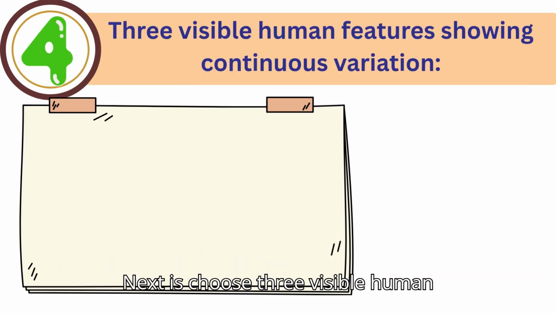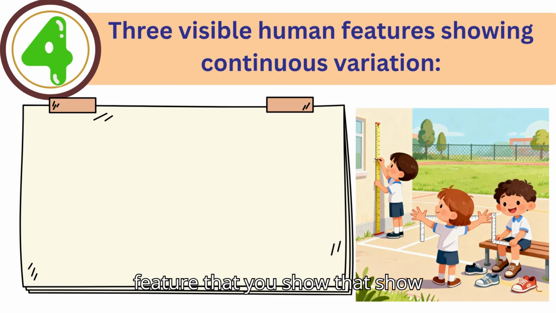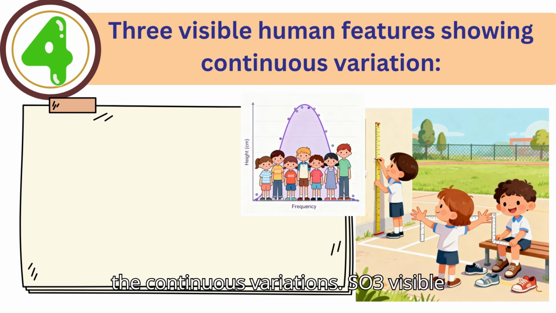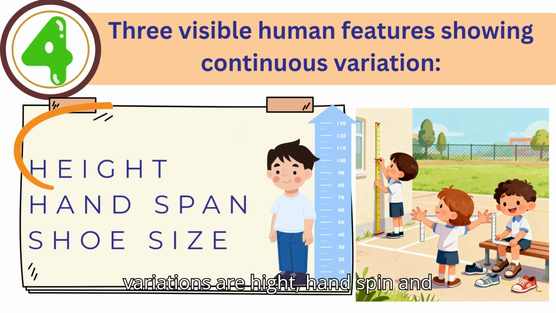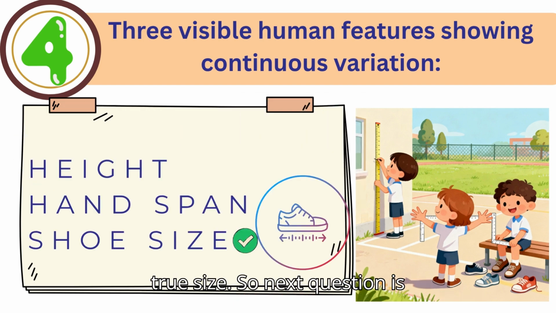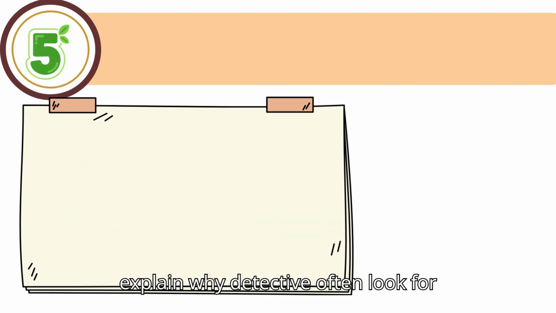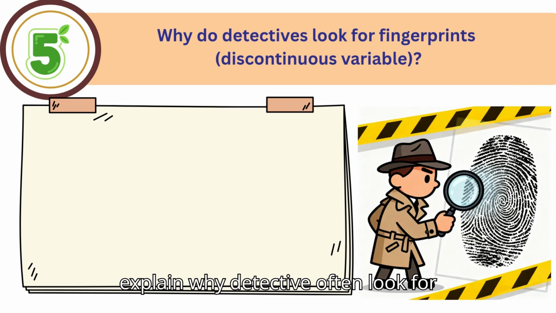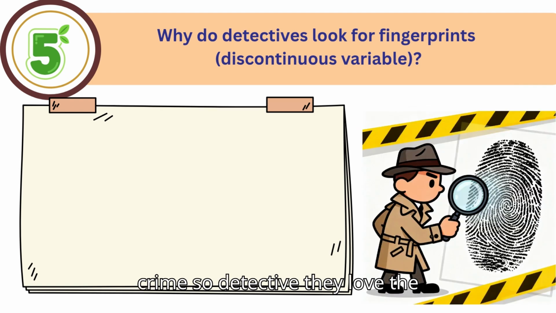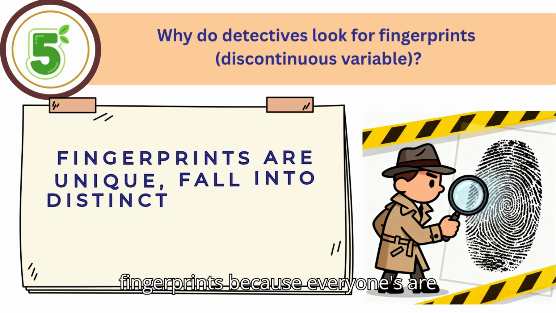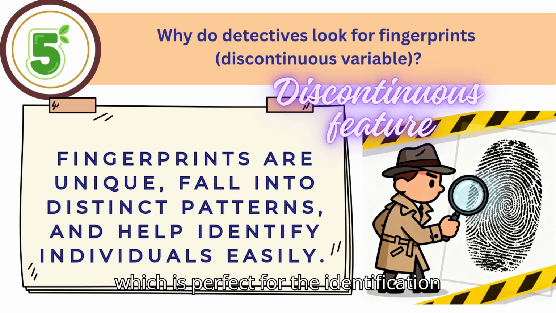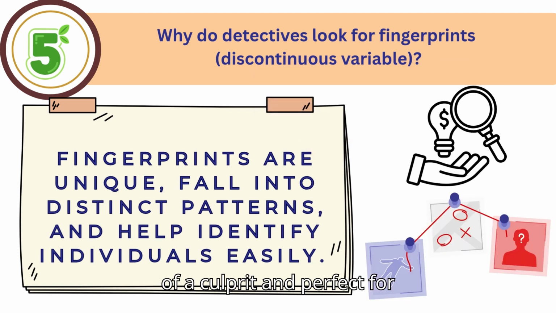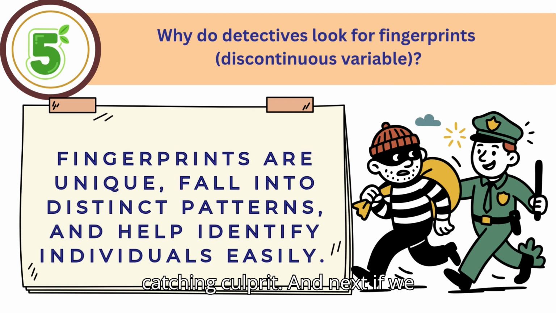Next is, choose 3 visible human features that show continuous variation. So 3 visible features showing continuous variation are height, hand span, and shoe size. So next question is, explain why detectives often look for fingerprints at the scene of a crime. Detectives love fingerprints because everyone's are unique. That's a discontinuous feature, which is perfect for the identification of a culprit and perfect for catching a culprit.